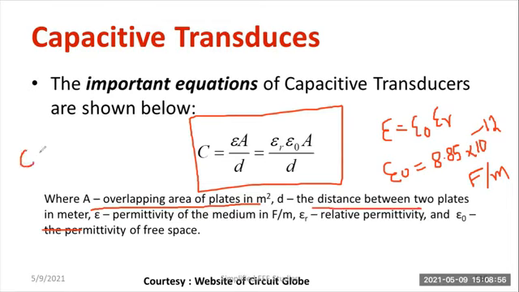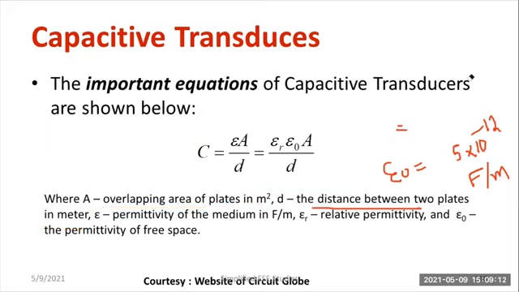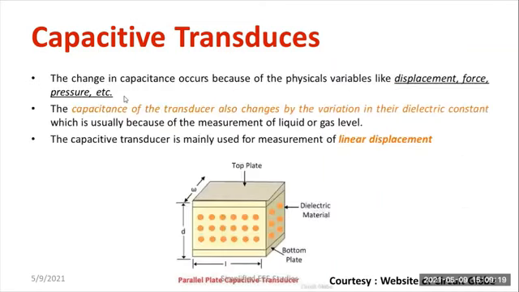From this relation, we can understand that the capacitance is directly proportional to the overlapping area. The second point is that the capacitance is inversely proportional to the distance between the two plates. These are the popular relations you have to find out. Based on that, we can explain how it operates and how it measures non-electrical quantities. Clear? Okay, let me continue the discussion.